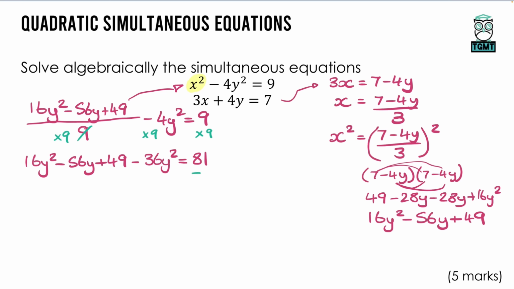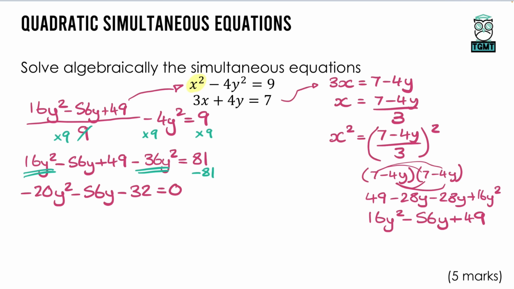I need to minus 81 and I need to combine these y squareds. 16y squared take away 36y squared would give me minus 20y squared. So I've got minus 56y, and I need to do 49 take away 81. Of course, we can just do this on the calculator. That gives me minus 32, and that's now equal to 0, and it can be solved.